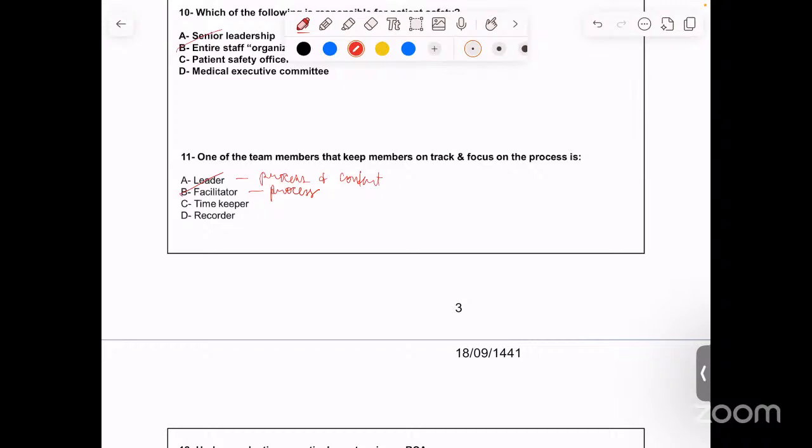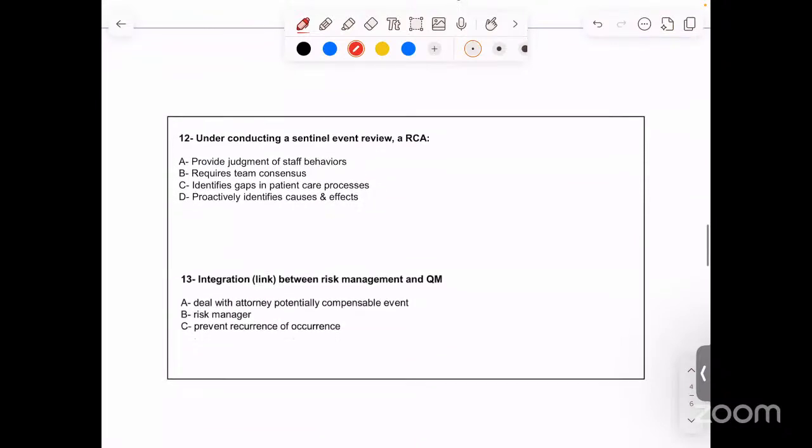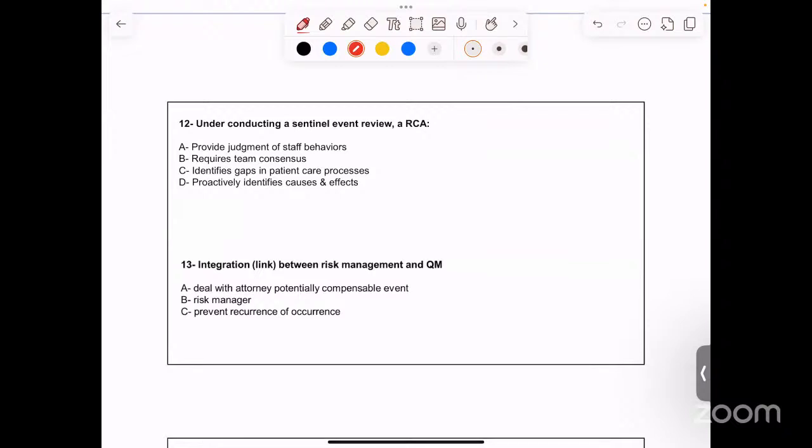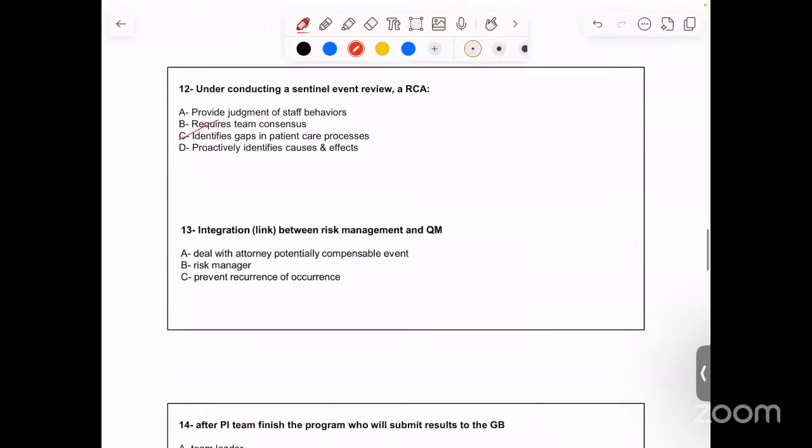Number 12, under conducting a Sentinel Event Review or RCA, A, provide judgment of staff behaviors. B, requires team consensus. C, identifies gaps in patient care processes. D, proactively identifies cause and effects. What's the answer? In event review and root cause analysis, the primary goal is to identify gaps in patients' care processes.